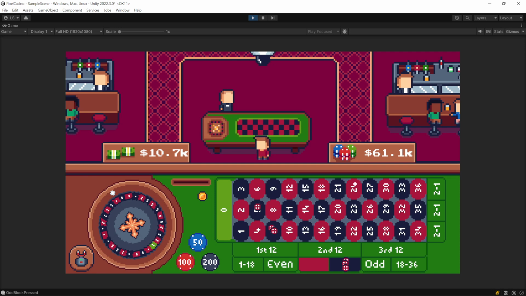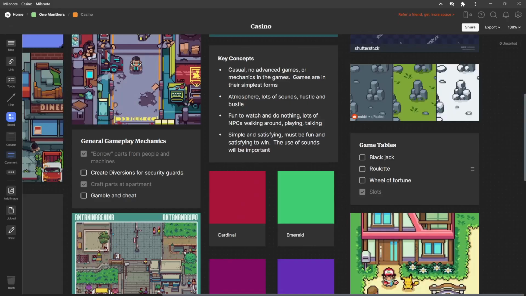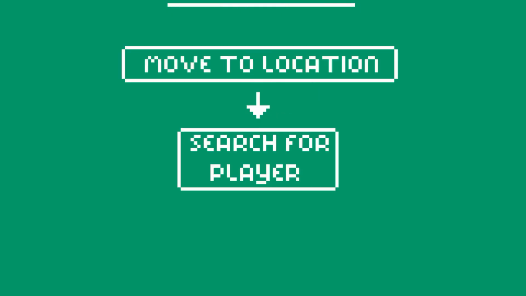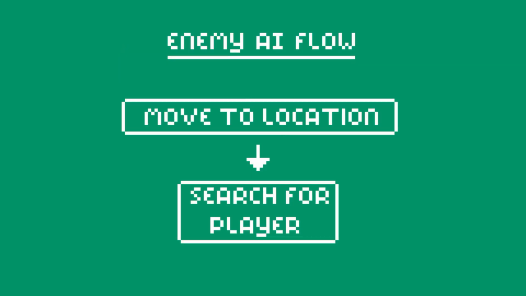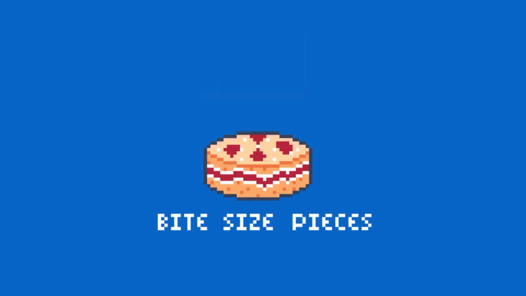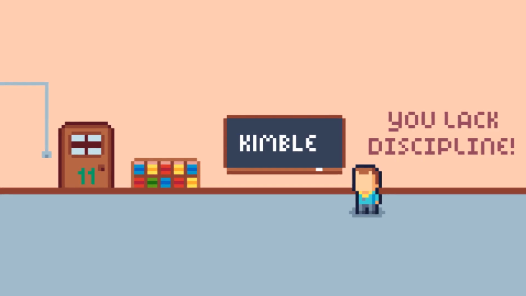So now we have the basics of our roulette table done. And that's it. One of the small tasks I need to complete my game. Using this approach, you can do anything. Create a story-like flow of what needs to be done and then create tasks to help you achieve that flow. Little bite-sized pieces.